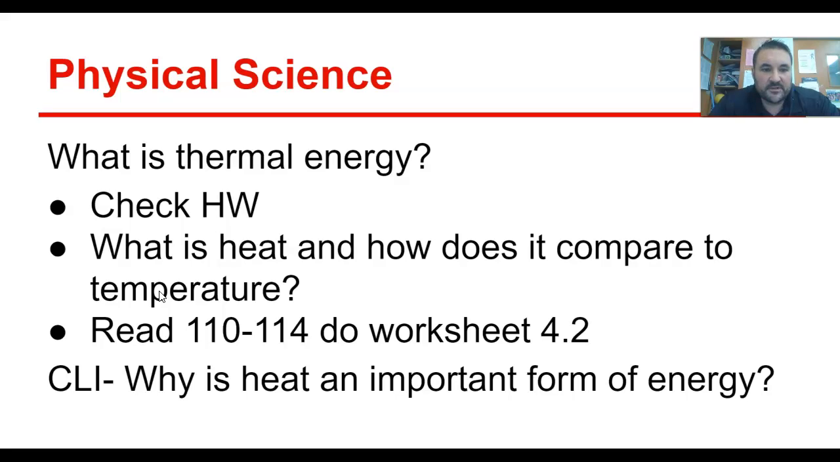We're in Chapter 4, Section 2. This is on thermal energy and heat. But first, we've got to talk about what is thermal energy. Thermal energy is the total of all the particles and all of their kinetic energy, and how fast they are moving. The faster they're moving, the more kinetic energy, the more thermal energy. This will go along with this section, heat and temperature. And we'll talk a little about calories and specific heat and things like that. We'll read 110 to 114, and the review will be in the classroom.